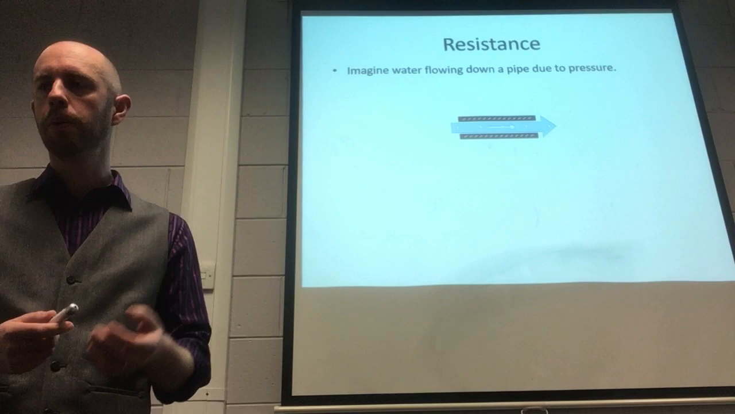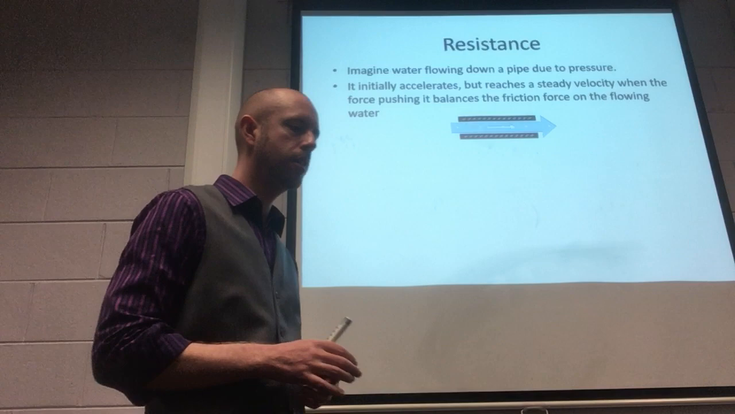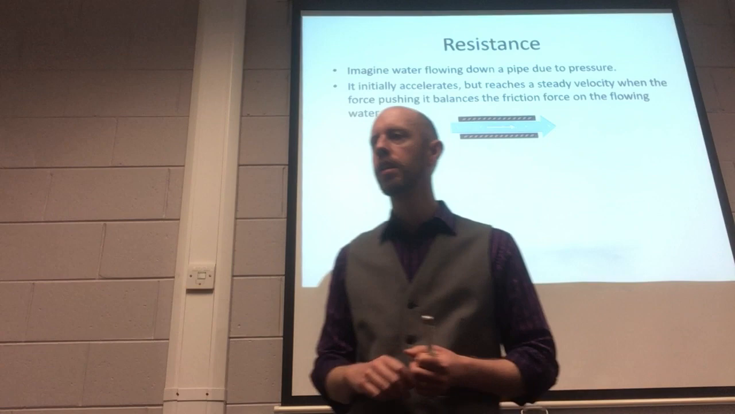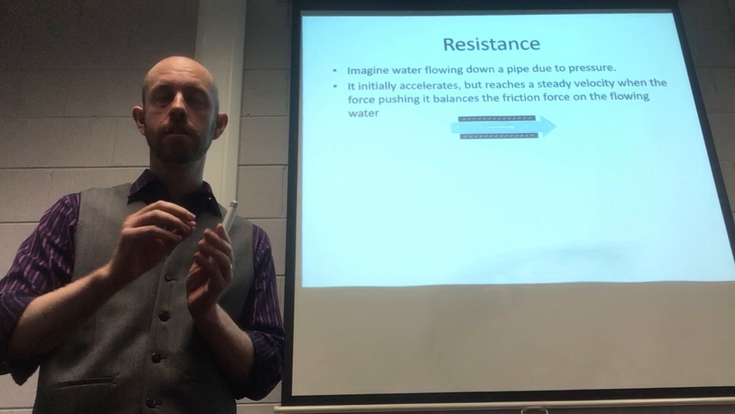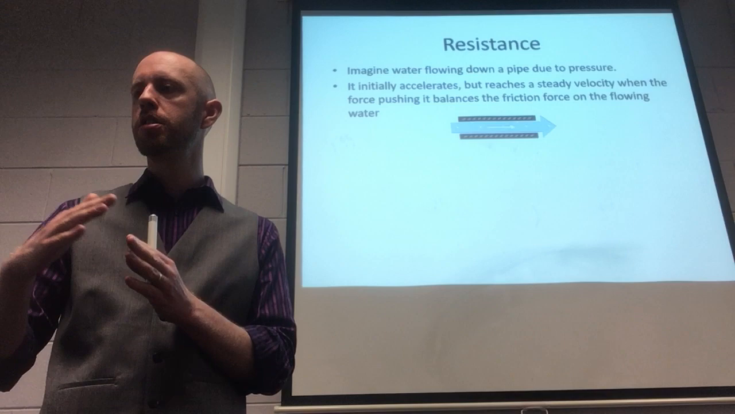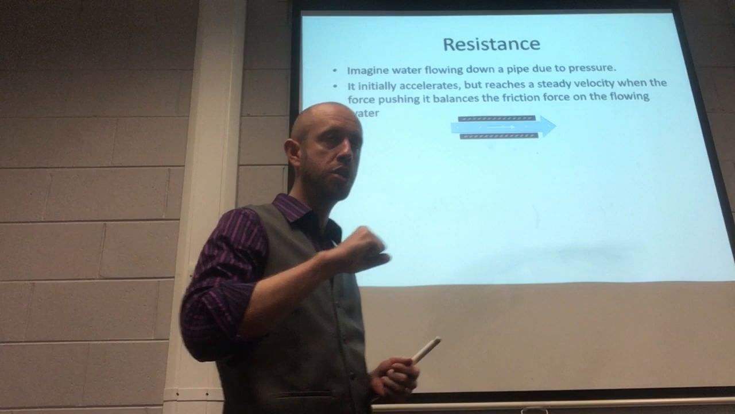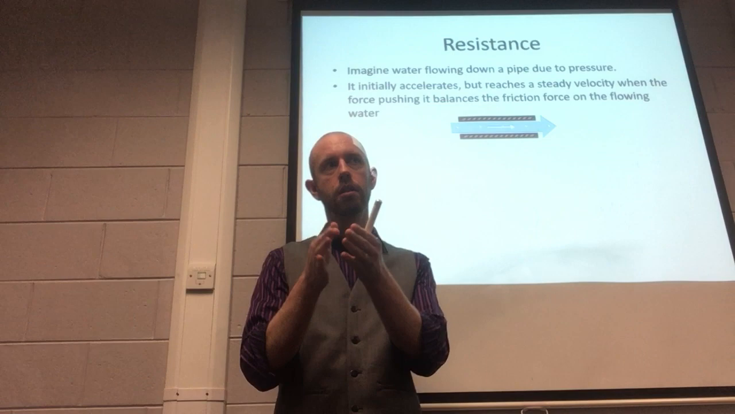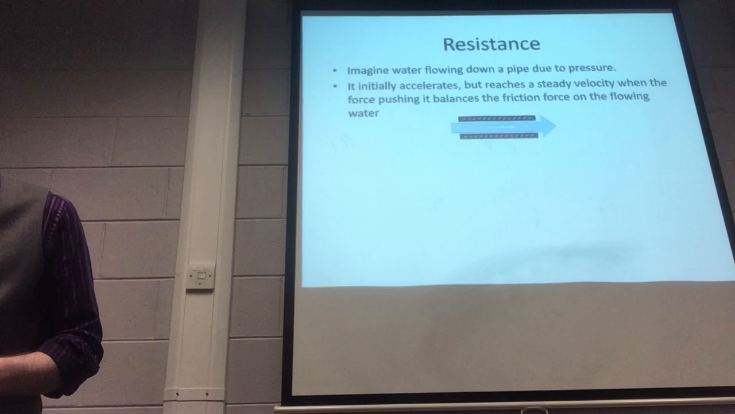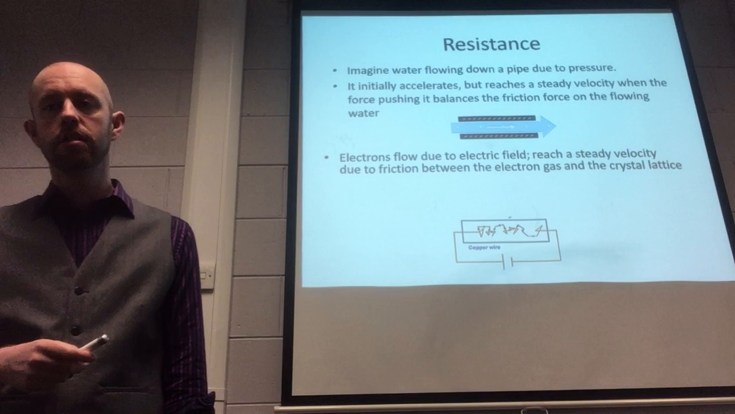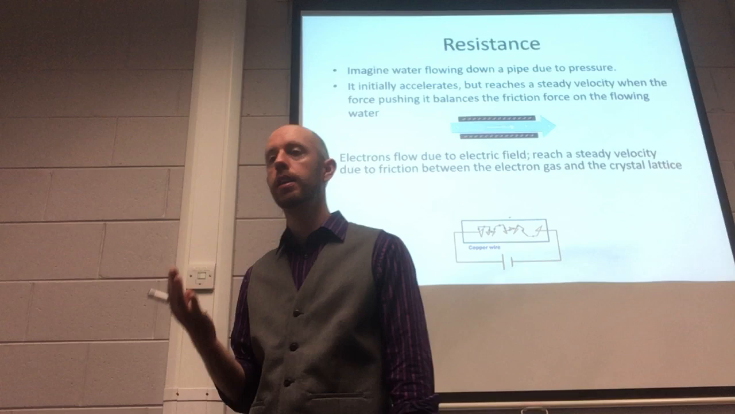So initially it's going to accelerate. The force of that pump will accelerate the water through the circuit, but it's not going to keep accelerating forever. So the water will speed up, but it's going to reach a steady state velocity when the force pushing it from the pump balances the friction force of the water flowing through the pipe. And this makes quite a nice analogy for the flow of electrons in an electrical circuit.